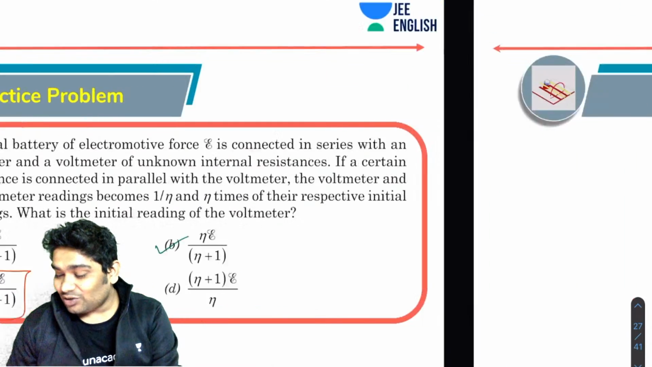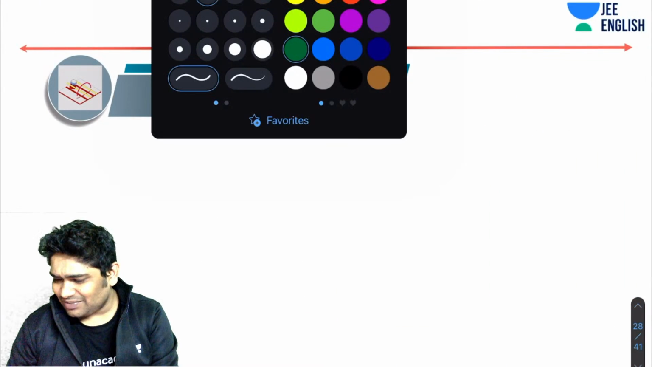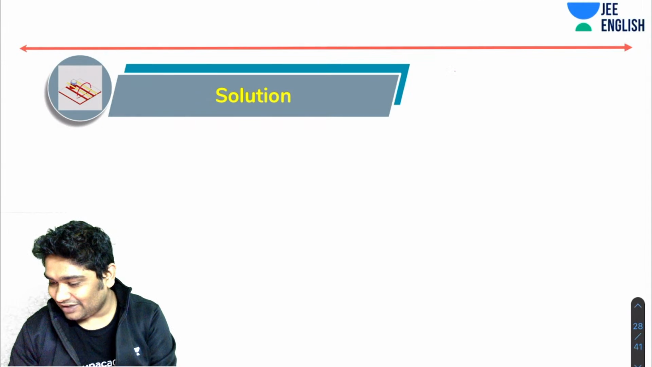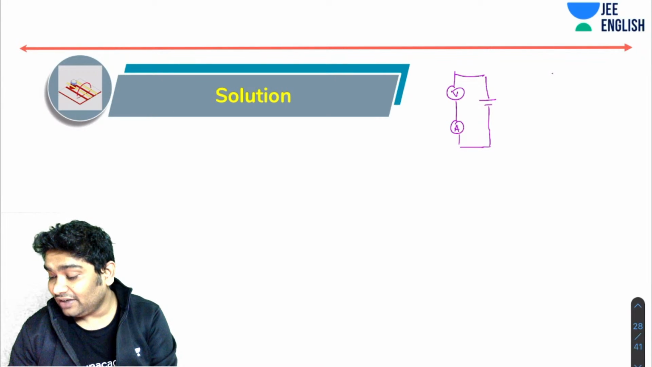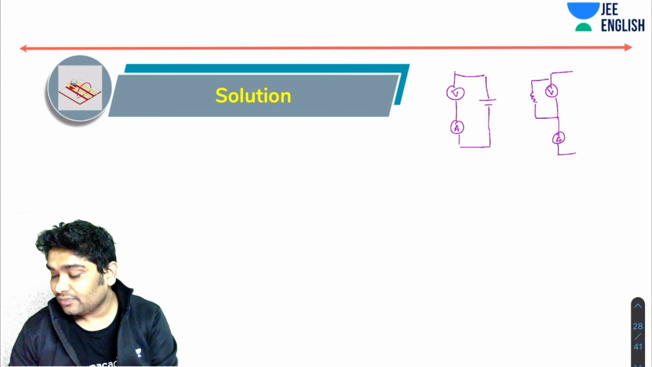So what you realize is that, let's imagine and draw a circuit where you have a voltmeter, an ammeter and this ideal battery. And finally, you have the voltmeter, along with it a resistance, and you have an ammeter. So this is the second situation, correct?